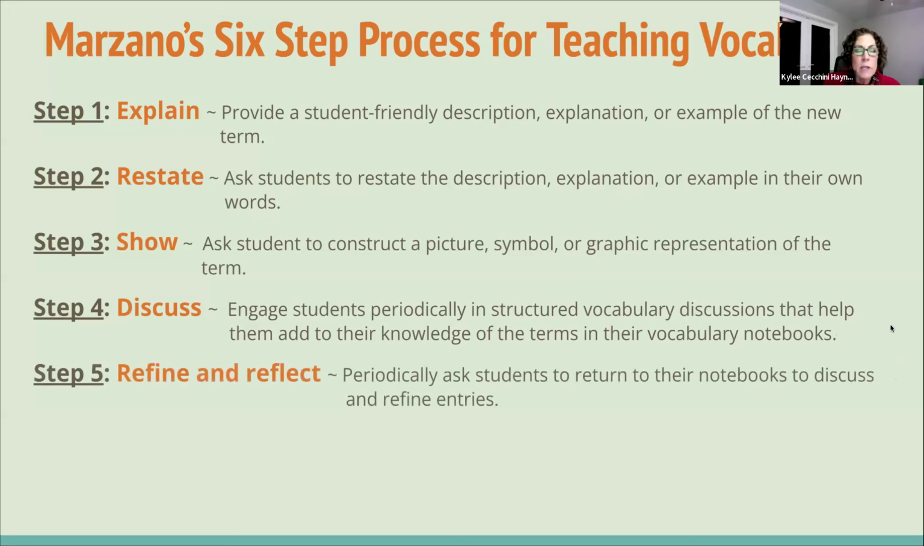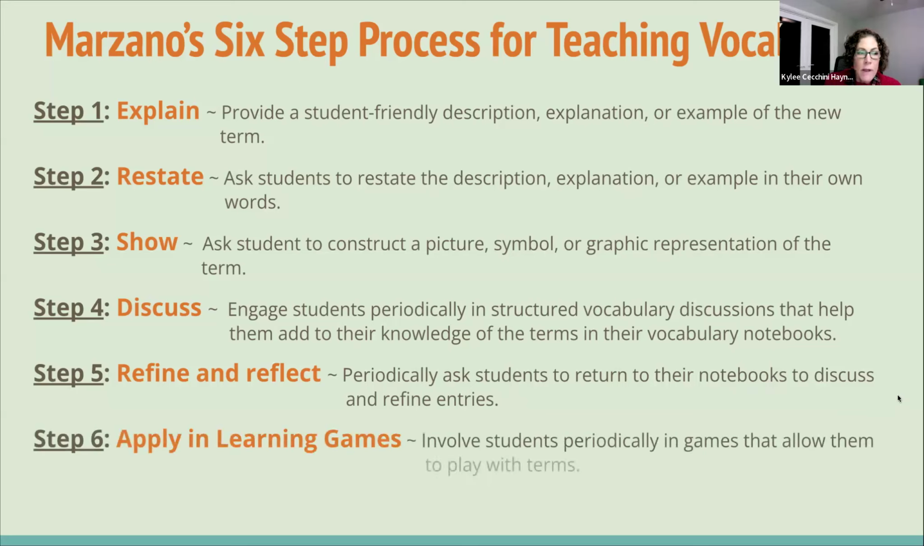All right. And then again, coming back to the word, periodically asking students to return to their notebooks and discuss and refine entries. So it's not a one and done, is what steps 4, 5, and 6 are going to show you. Then step 6 is allow them to participate in learning games around the vocabulary. And we're going to be looking later at a lot of different options for those learning games, a lot of different ideas.